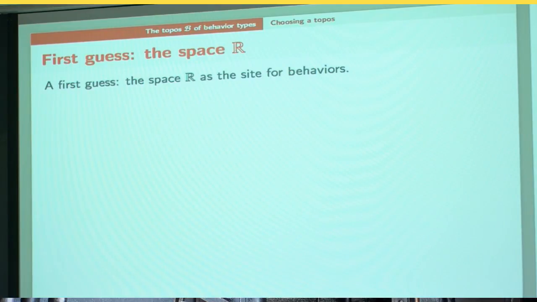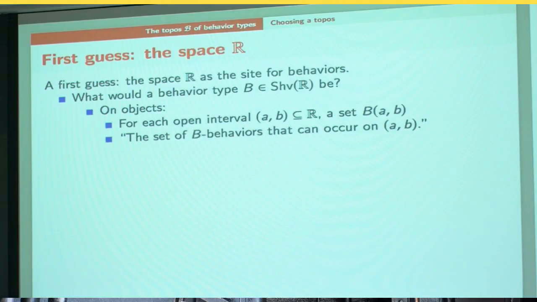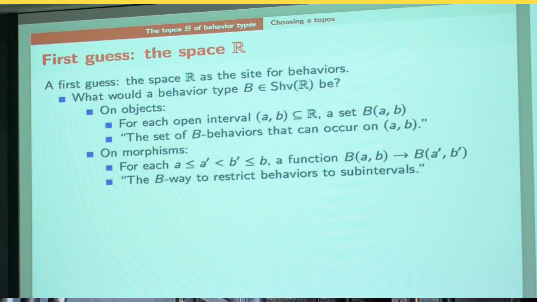So a first guess for time, if you believe that time is a good place to put behaviors, is that you should use the real line. So what would a behavior type be if that's what you chose? The answer is that you would need to tell me, for every interval in the real line, like 0, 10, a set B of all the behaviors that can live on that interval. So what are all the behaviors that can live there?